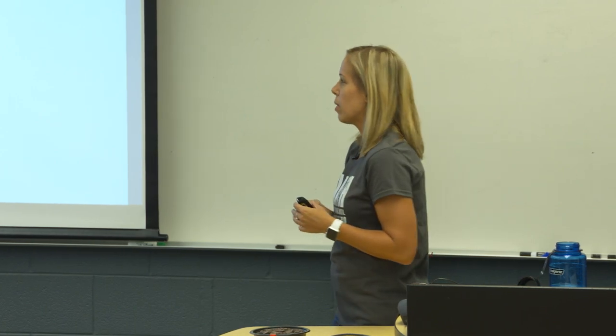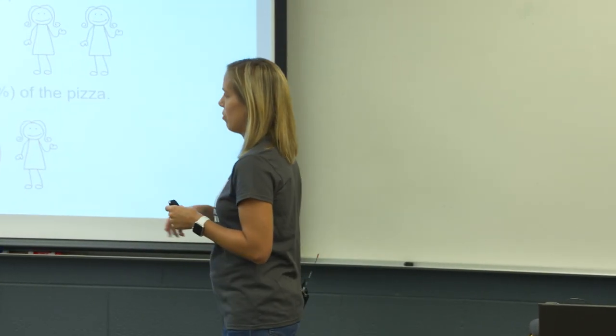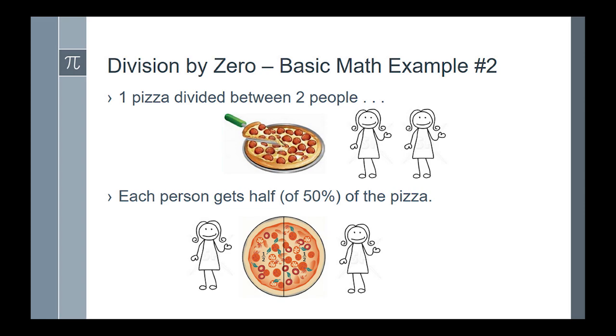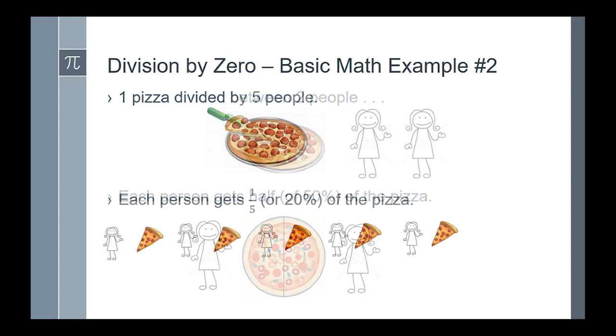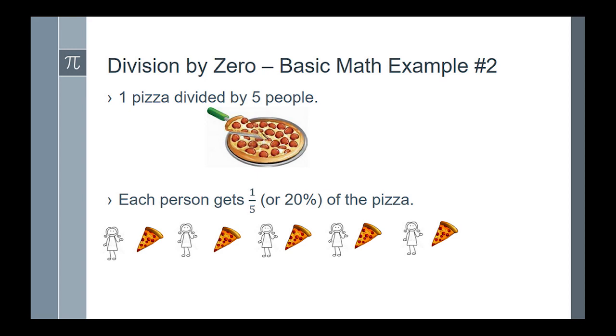Pizza. Okay, my oldest son is in 4th grade, and so they're working on division, and we've kind of talked about this. I use cookies with them, but same idea with pizza. So we have one pizza. We're going to divide it by 2 people. So each person's going to get 50% or half of the pizza. And then again, we have a pizza. Now we're going to divide it by 5 people. Every person's going to get a fifth, or 20%. So if everyone's going to get a fifth, we can feed 5 people using that pizza.